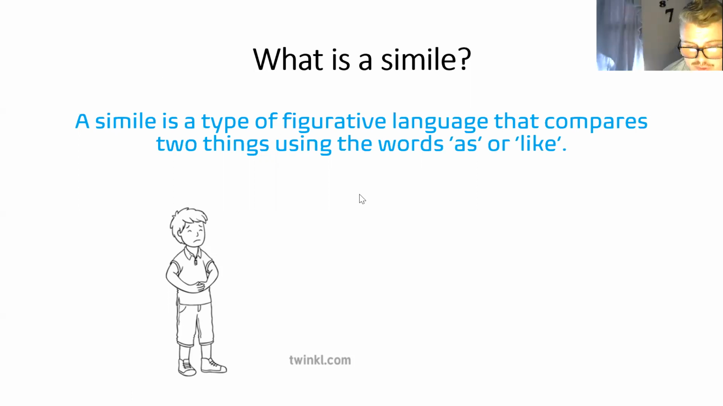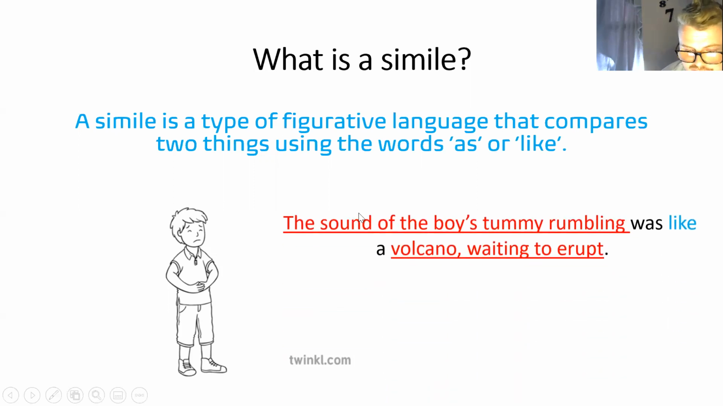Okay, so let's look at an example. The sound of the boy's tummy rumbling was like a volcano waiting to erupt. So what two things are being compared? The first thing is the sound of the boy's tummy rumbling. The second thing, what it's being compared to, is a volcano waiting to erupt. And we have used the word like. Okay, so that is a simile. The sound of the boy's tummy rumbling was like a volcano waiting to erupt.